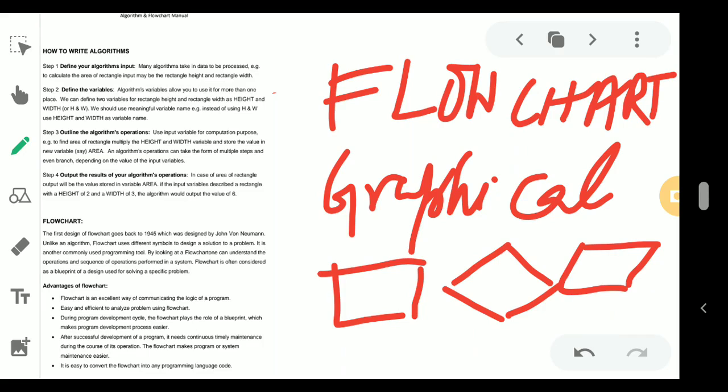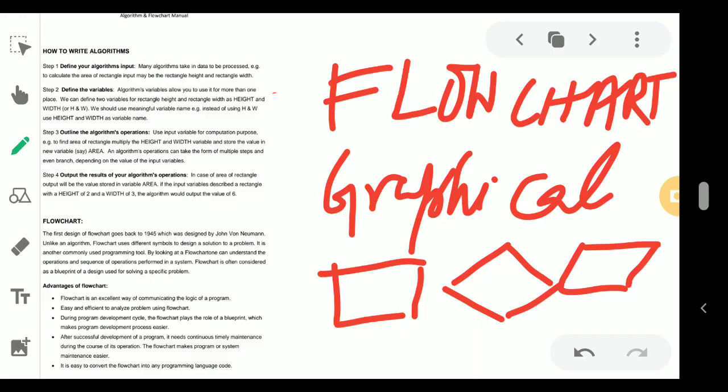It is easy and efficient to analyze the program using a flowchart. During the program development cycle, the flowchart plays the role of a blueprint. Blueprint means, suppose, the architecture. In the case of building a housing complex, what are we doing? We are making the blueprint, which is preliminary stage sketching. So when we are developing a particular program, a blueprint is required for preliminary stage concept and analysis and everything. Through the flowchart, we are doing this.